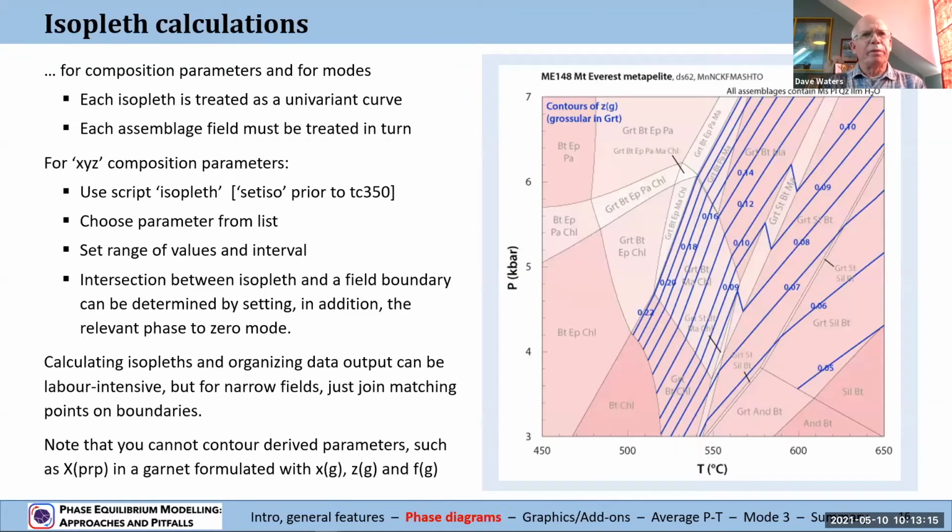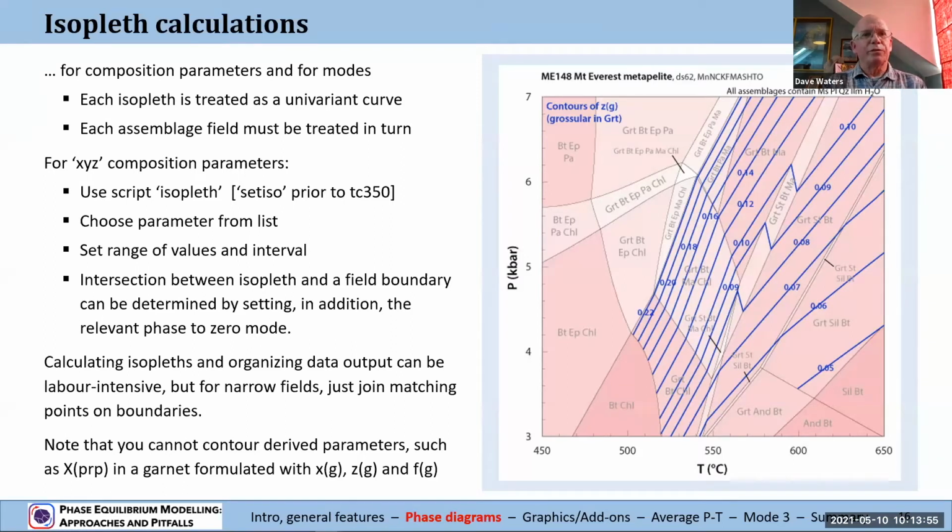Next thing you might want to do is plot isopleths on your diagram. And you can plot isopleths for composition parameters. You can plot isopleths for modes. Each isopleth is treated as a univariant curve. Again, the catch here is that each assemblage field must be treated in turn, because of course you're asking THERMOCALC to make calculations on a specific assemblage with a specific variance, and so within that applicable field it will calculate the isopleths for you. And of course it may stray into the metastable parts of that field as well. Sometimes that can be actually helpful to see what's going on.